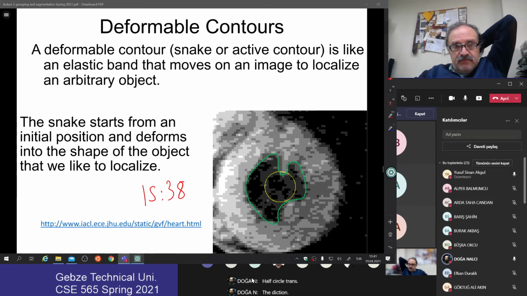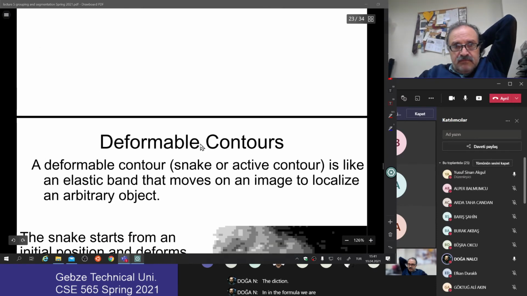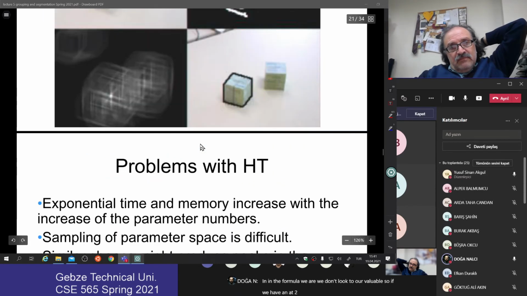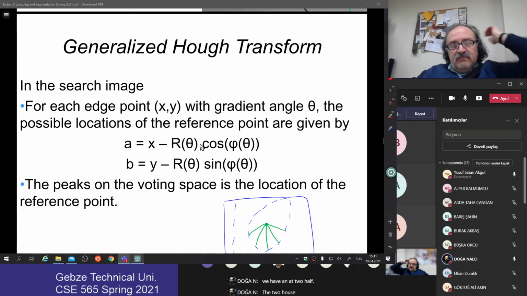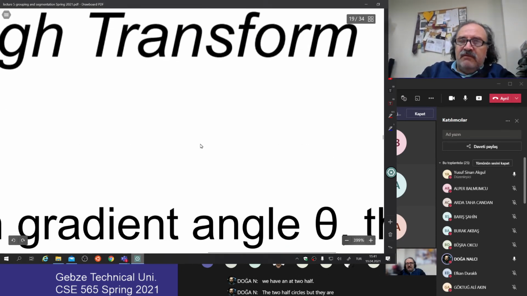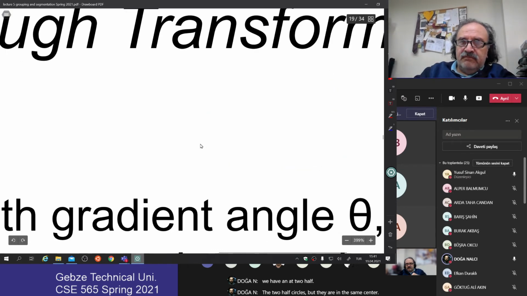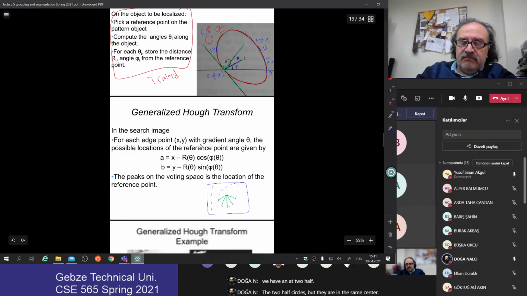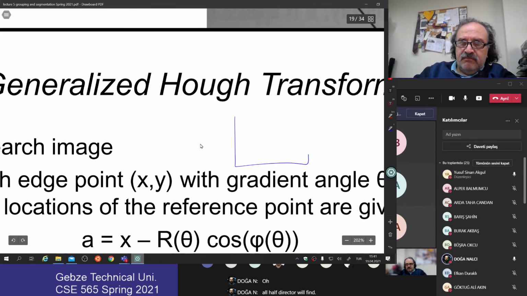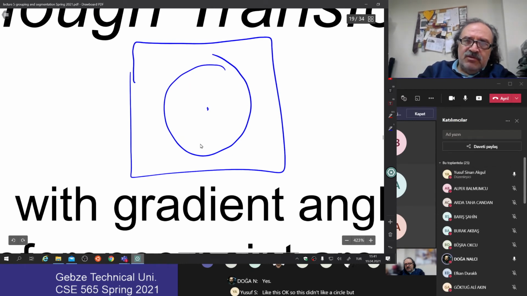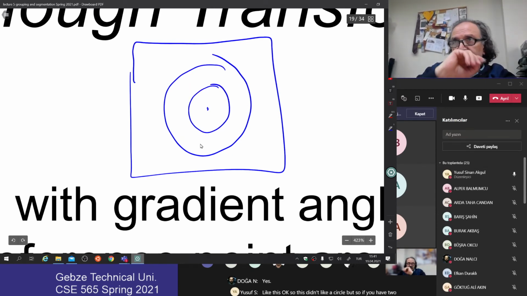Okay. In the formula we don't look at the R value. So if we have two half circles, but they are in the same center, our detector will find these two same center half circles. Yes. Like this. Okay.